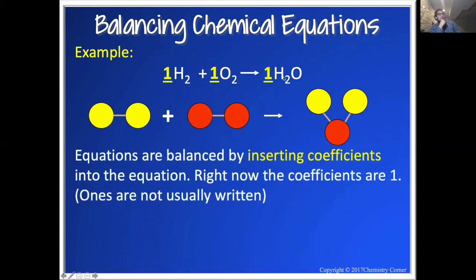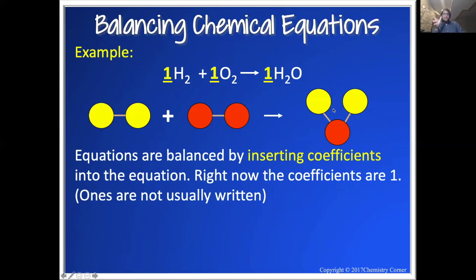Now, when we look at this, we realize that we can change the coefficients. We can change these big numbers hanging out in front of each molecule, because what those coefficients do is tell us how many of each molecule I have in my reaction, right? So if I've got 1 H2, that means I have 1 molecule of this H2 guy hanging out. And if I have one O2, that means I've got one molecule of this O2, right? And then one H2O means I've got one H2O molecule, right?